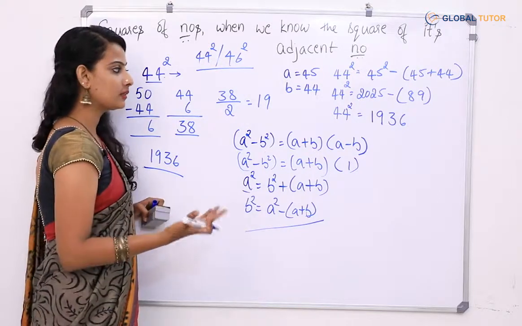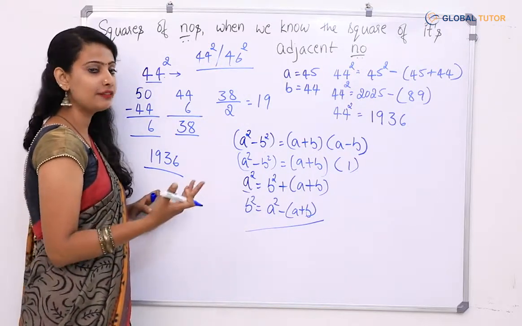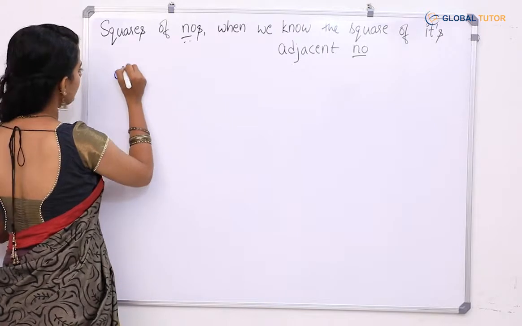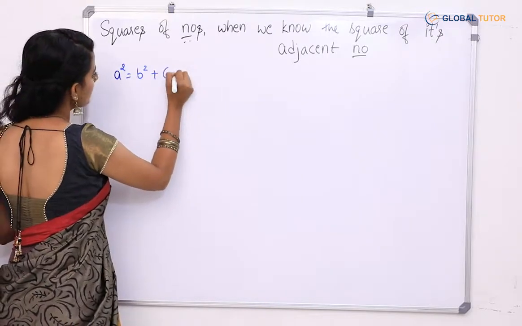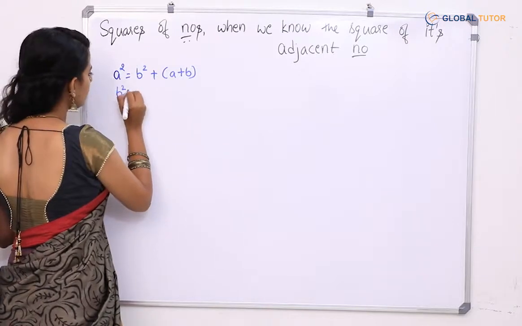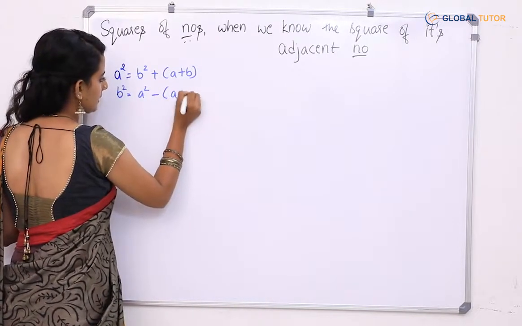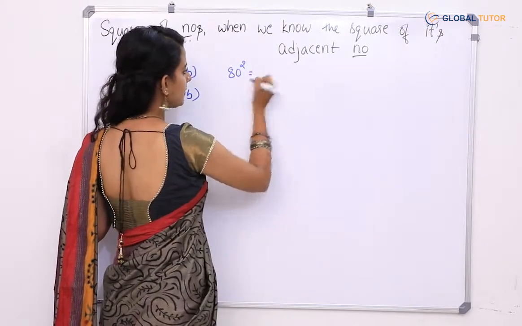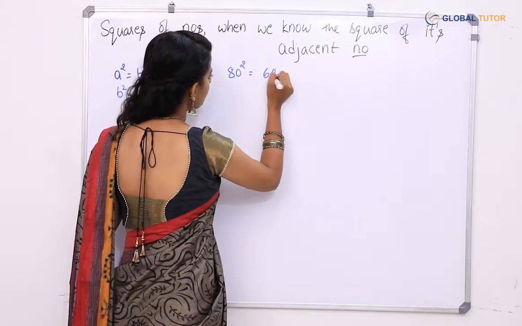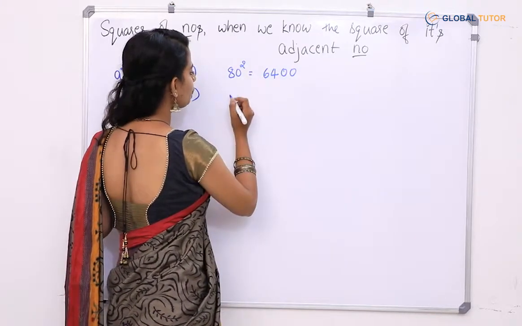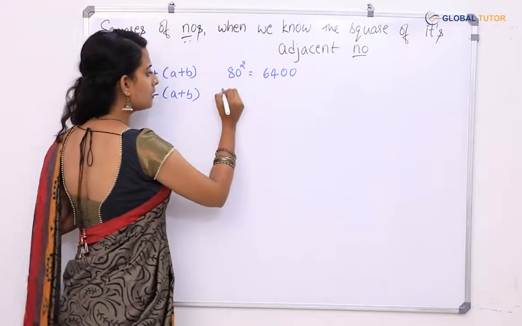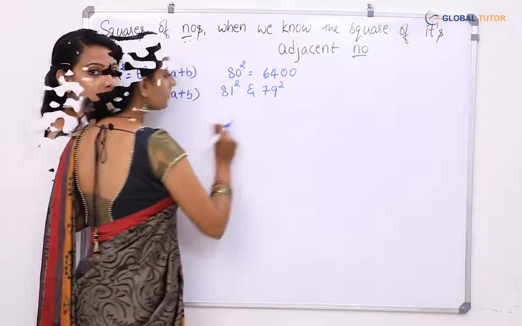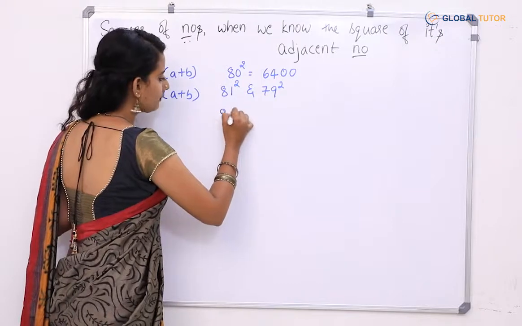Now let us take a similar method and a different number and find the square. So what is the formula? A square is equal to B square plus A plus B, and B square is equal to A square minus A plus B. Now we know 80 square. What is it? It will be 6400. Let us try to find the square of its adjacent numbers, which will be 81 square and 79 square.